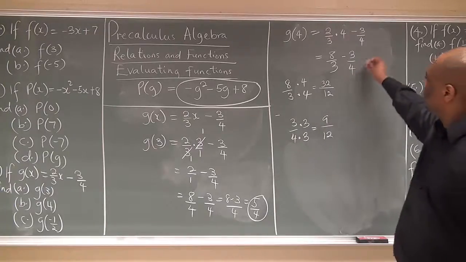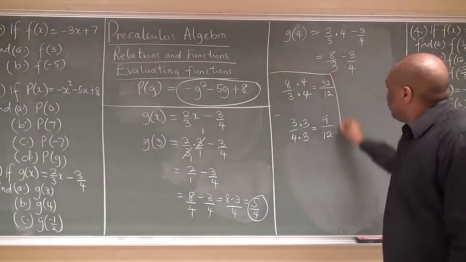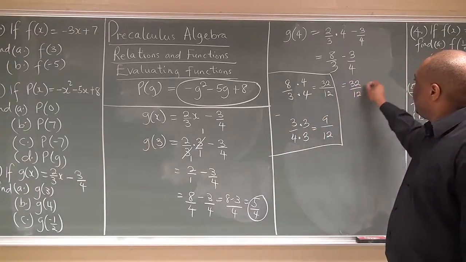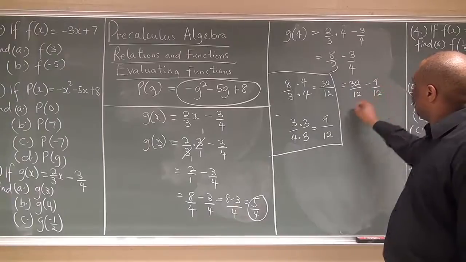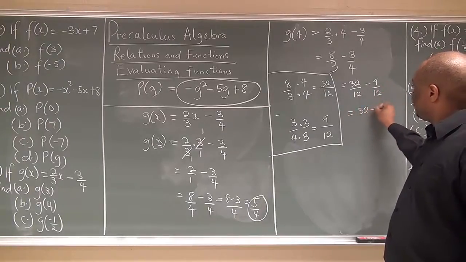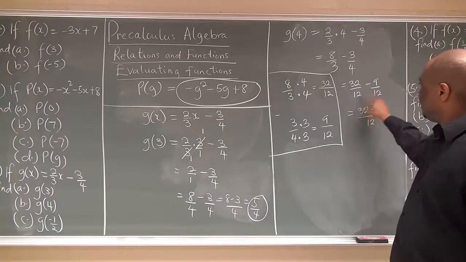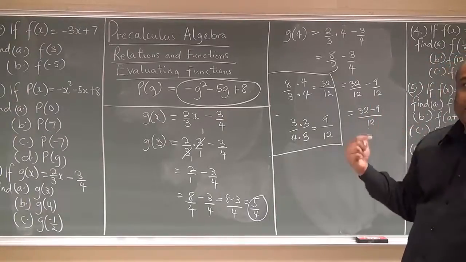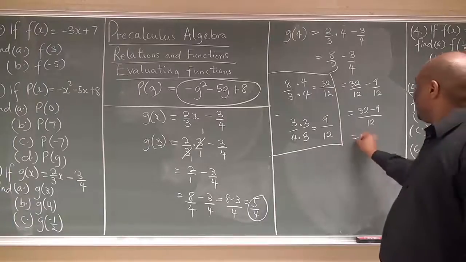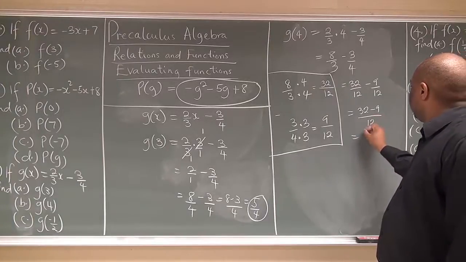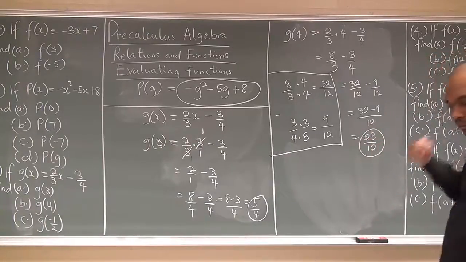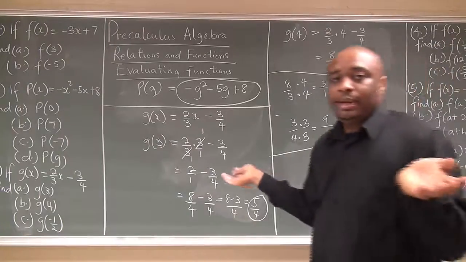So you can go now and subtract this. This is 32 over 12 minus 9 over 12. And that gives you 32 minus 9 over 12 because they have the same denominator. You can now subtract their numerators. And that gives you what? 32 minus 9 is 23, so 23 over 12. And for me, you can leave your answer like this. If you want to put it in mixed number, that's fine.